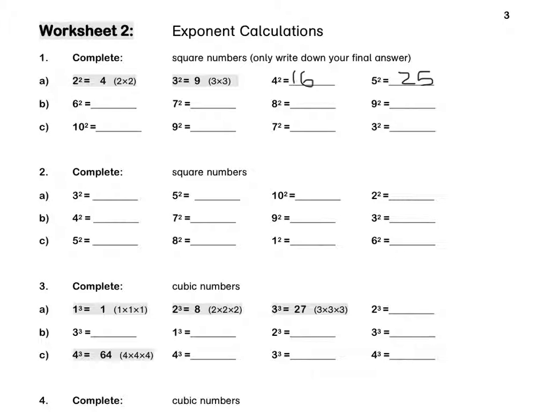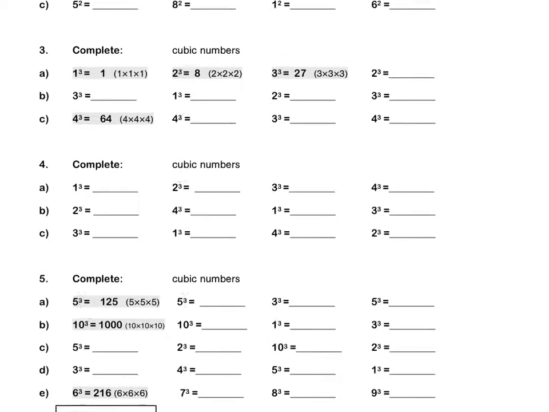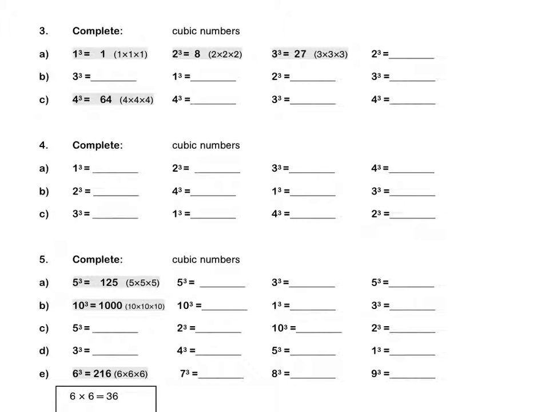Use what you have learnt to complete question 1 and question 2 by yourself. When you are done, use the memo to mark your answers. Question 3. Cubic numbers. Again, we are only going to write down our final answers. 1 cubed means 1 times 1 times 1, which is 1.